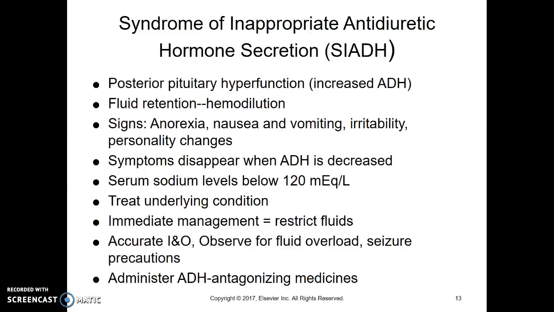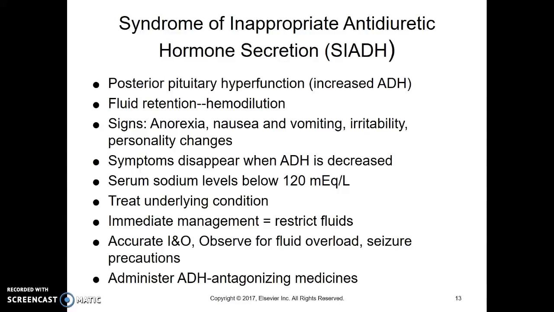So our cells will actually look a little bit low because we've got all this extra fluid and electrolytes in there. Signs and symptoms of this, certainly watching that intake and output, but anorexia, nausea, vomiting, irritability, personality changes will all occur. And as you correct the ADH, those symptoms will go away. We're going to see low sodium levels, and that is just because we've diluted the blood. We've added a lot of extra water and not as much sodium as water. So you'll see those sodium levels drop.